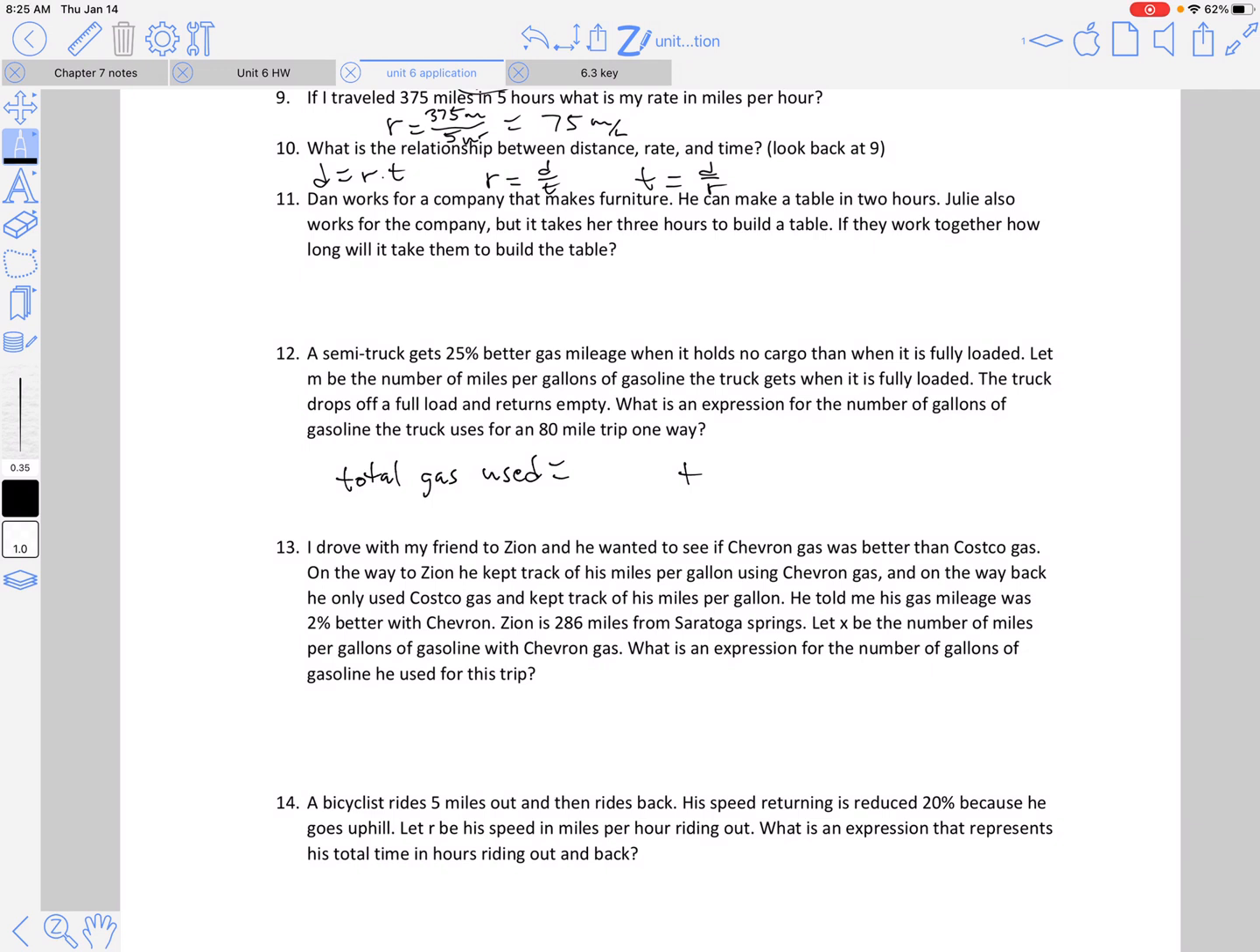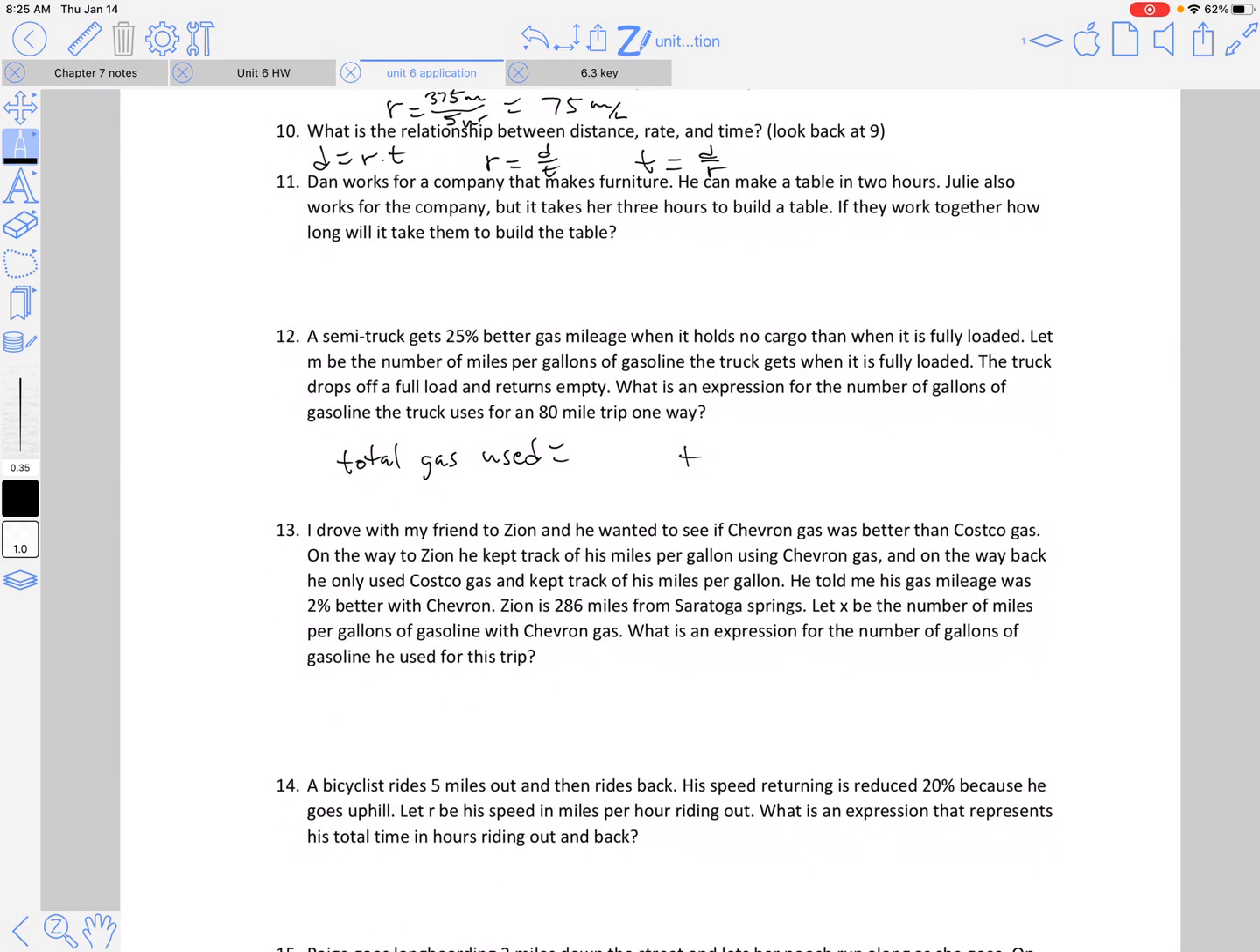So we have a rate that he uses gallons. We have a distance, and we're going to have a time. So that's how we're kind of looking at this, as a distance, a rate, and a time.